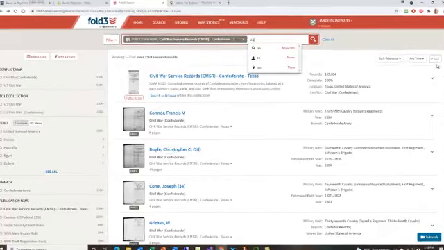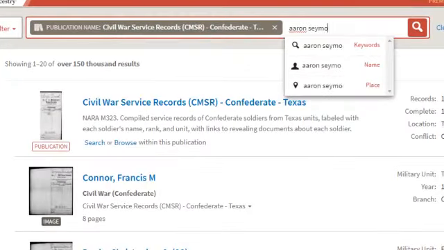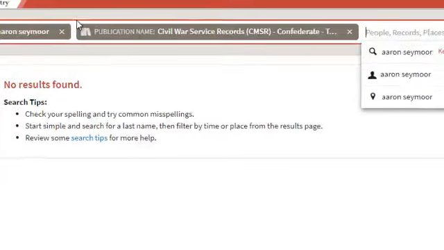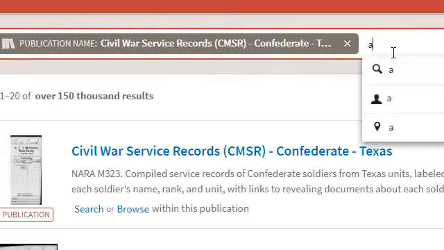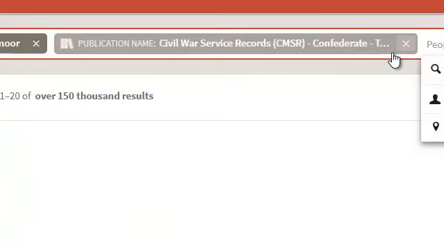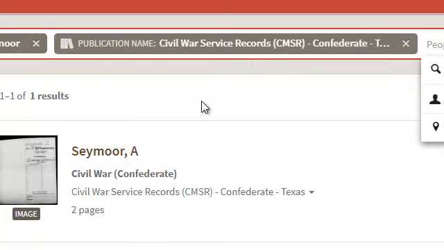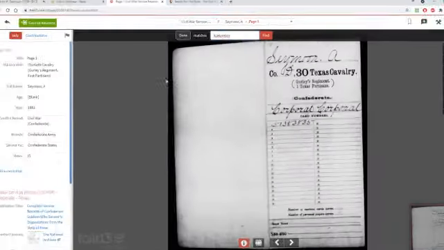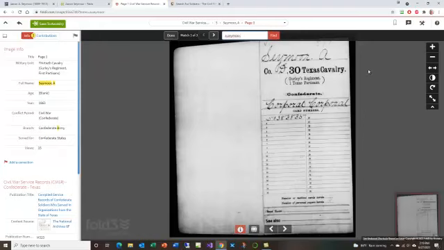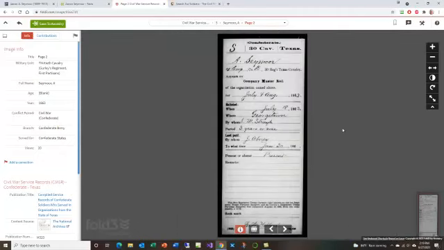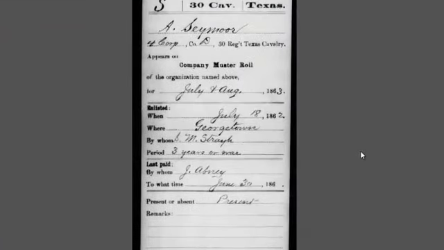So if we go Aaron S-E-Y-M-O-O-R, we got nothing. Ah! Look, we've got him, Aaron A. Seymour with an alternative spelling. And if we look to see, this is Aaron A. Seymour, Company D, 30th Texas Cavalry, was a corporal. In this case, we've got more than one page. So we can look to see that he enlisted in 1863, and the important thing is he enlisted in Georgetown, so that's the county seat of Williamson County.